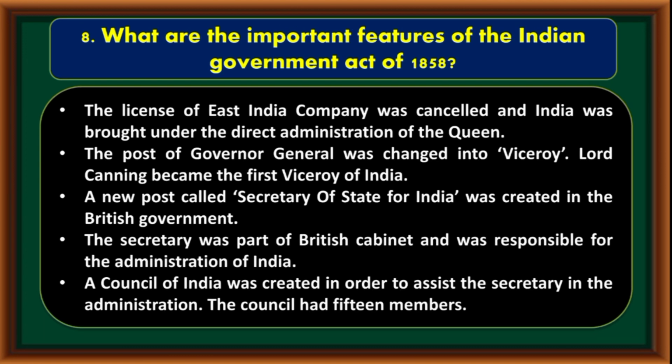What are the important features of the Indian Government Act of 1858? The license of East India Company was cancelled and India was brought under the direct administration of the Queen. The post of Governor General was changed into Viceroy. Lord Canning became the first Viceroy of India. A new post called Secretary of State for India was created in the British government. The Secretary was part of British Cabinet and was responsible for the administration of India. A Council of India was created in order to assist the Secretary in the administration. The Council had 15 members.